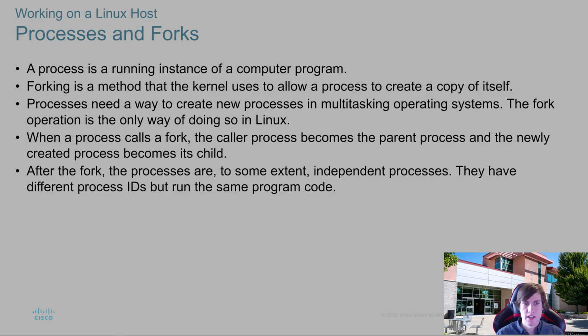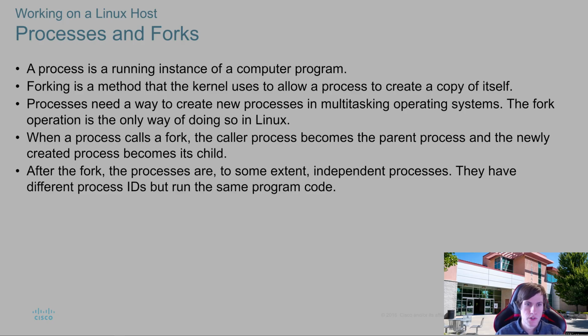So processes and forks. A process is a running instance of a computer program. Forking is a method that the kernel uses to allow a process to create a copy of itself. So if you think of the structure of a fork, or if you've done any work at like GitHub, etc., you have your straight line and then it breaks apart. So it forks, like a fork in a road, pretty much from the same process and then two separate instances.